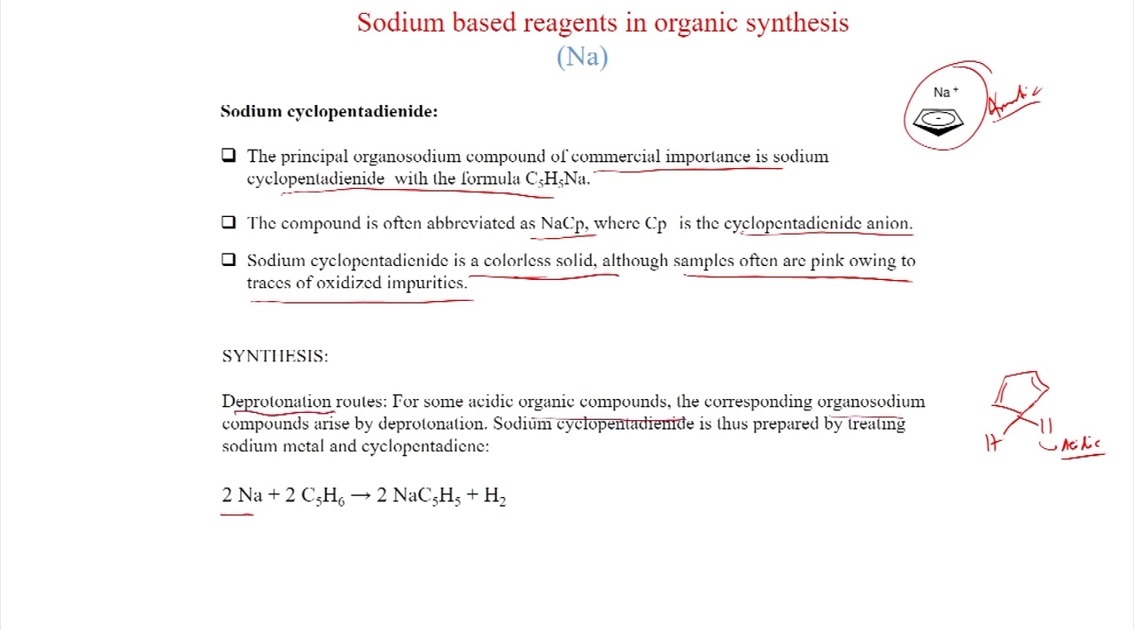The corresponding organosodium compounds arise by deprotonation. Sodium cyclopentadienide is thus prepared by treating sodium metal with cyclopentadiene. So, with 2 equivalents of sodium and 2 equivalents of cyclopentadiene, you get cyclopentadienide and hydrogen. So, hydrogen gas is liberated.